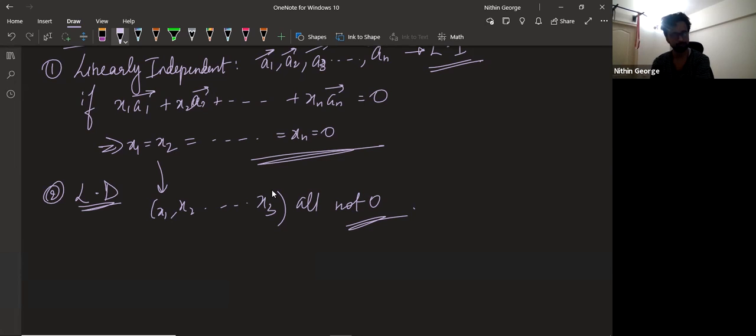You can represent them as this thing. So if they are collinear, they are LD. Now, you have 3 vectors. So if they are non-coplanar, they are LI. If they are coplanar, they are LD. Okay, so that is the 6th point. Any three coplanar vectors are LD.